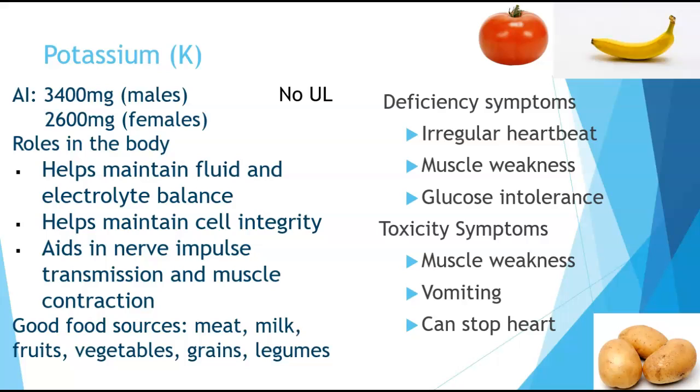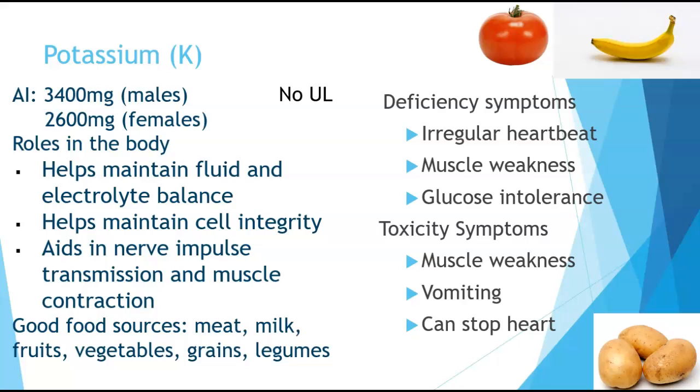Potassium. This also has an AI, 3,400 milligrams for males and 2,600 milligrams for females. There is no upper limit for potassium. It has a number of roles in the body. It helps maintain fluid and electrolyte balance, it helps maintain cell integrity, and it aids in nerve impulse transmission and muscle contractions.